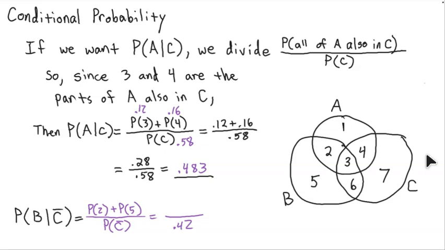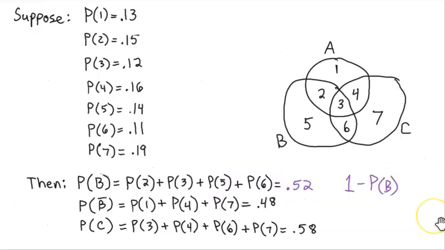Now there's another way of doing the probability of the complement of C: we can just add up the probabilities of 1, 2, and 5. The probability of 1 is 0.13, plus the probability of 2 is 0.15, plus the probability of 5 is 0.14. If we add those three together, 13 plus 15 is 28, and 28 plus 14 is 42. So 0.42, just like we found before.